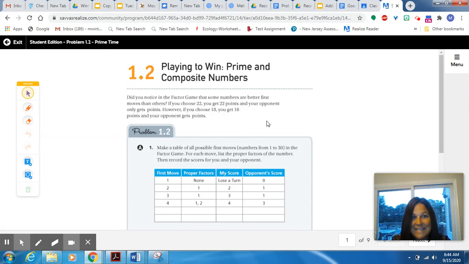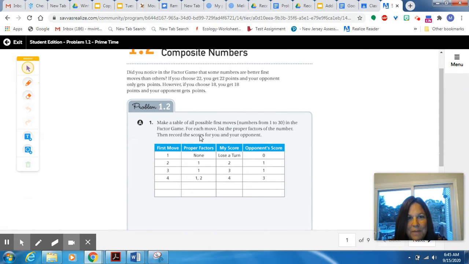However, if you chose 18, you get 18 points and your opponent gets, again, it says blank points. Well, let's think about this. If you choose 18, your partner's going to get 1, 2, 3, 6. Your partner's going to get 9, right? So when you add all of those up, you could see, is 18 the best first choice? Probably not.